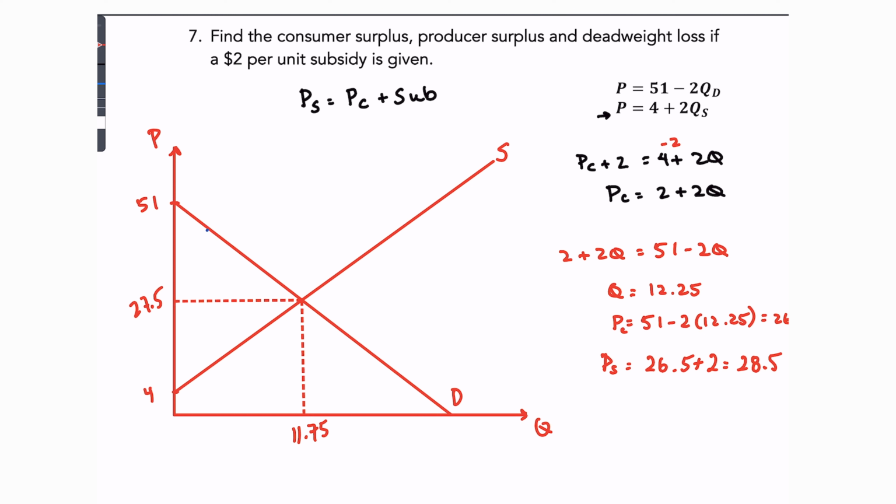So now if I were to plot all this, I'll start by putting a vertical line here. That is to show the new quantity of 12.25. I know that it's going to hit the supply equation at 28.5. That is the new supplier's price. And it's going to hit the demand equation at 26.5, the new consumer's price.